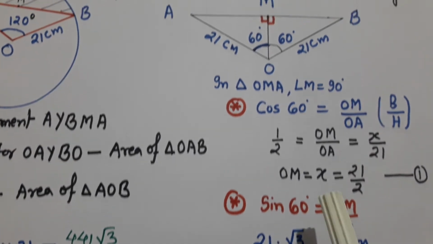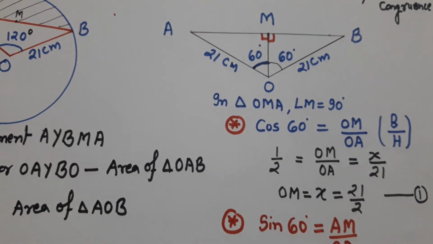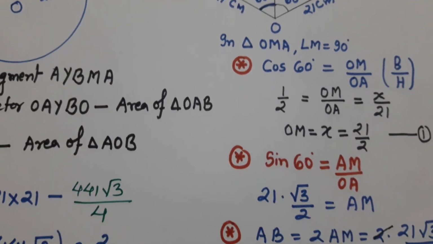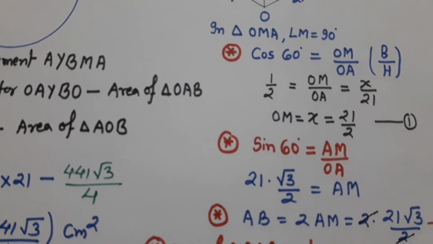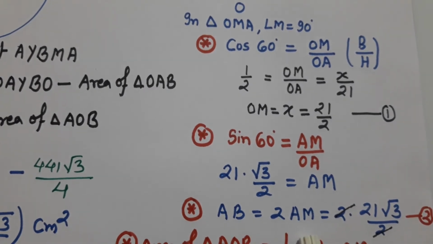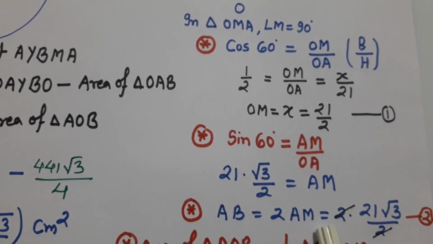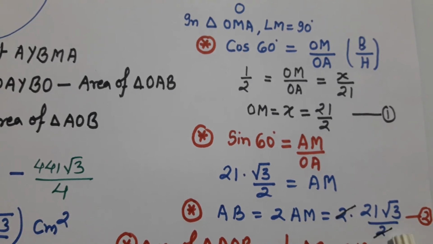Now in the figure, AB is the base, and the value of AB is twice of AM. It means 2 into 21 into root 3 upon 2. The 2 and 2 cancel out, then AB equals 21 root 3.